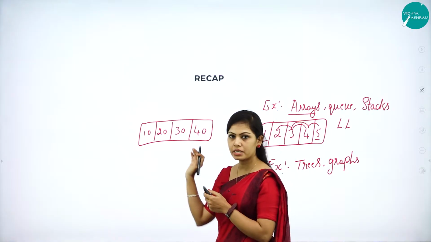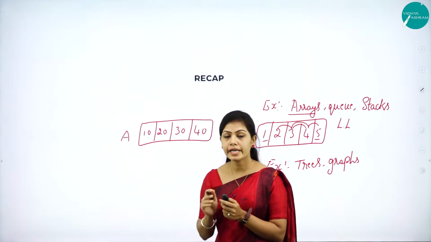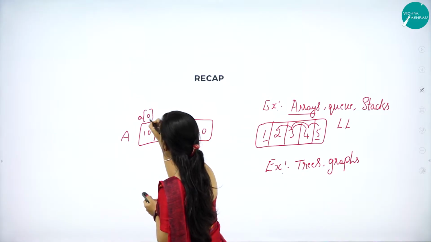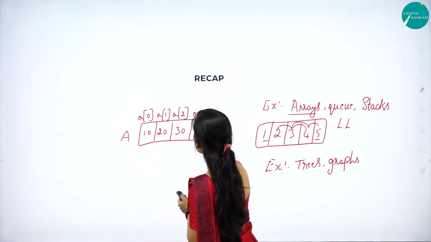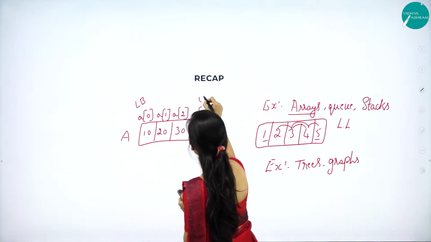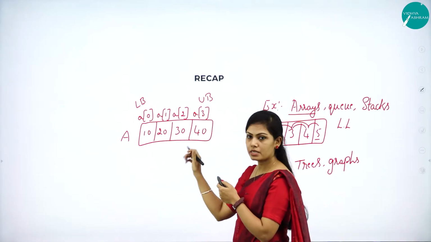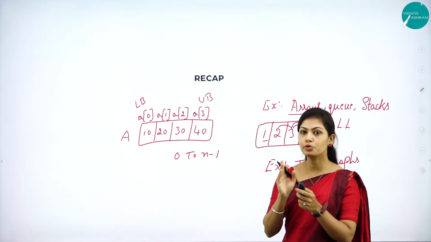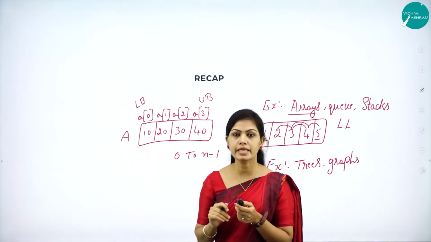We have 4 elements: 10, 20, 30 and 40. This is the name of the array. And array consists of an index or subscript value. All the index values start from 0 to n minus 1. This is called the index. So this is the lower bound and this is the upper bound. All the subscript values should be positive values. We should not consider negative index values.